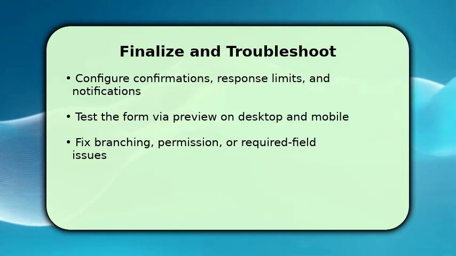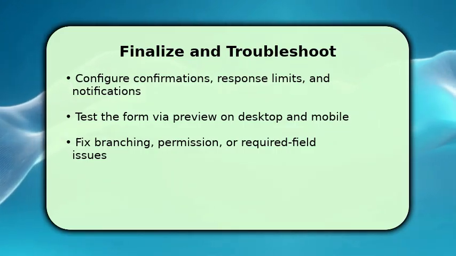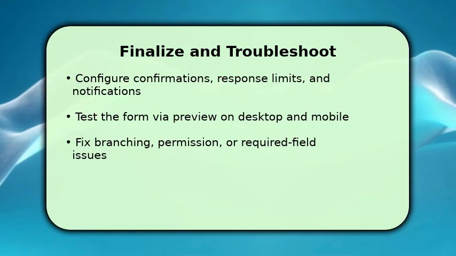Once live, monitor responses and enable email notifications for new entries. If things go wrong, check permissions, required field logic, and section branching first. Those are the most common causes of missing or misrouted answers.